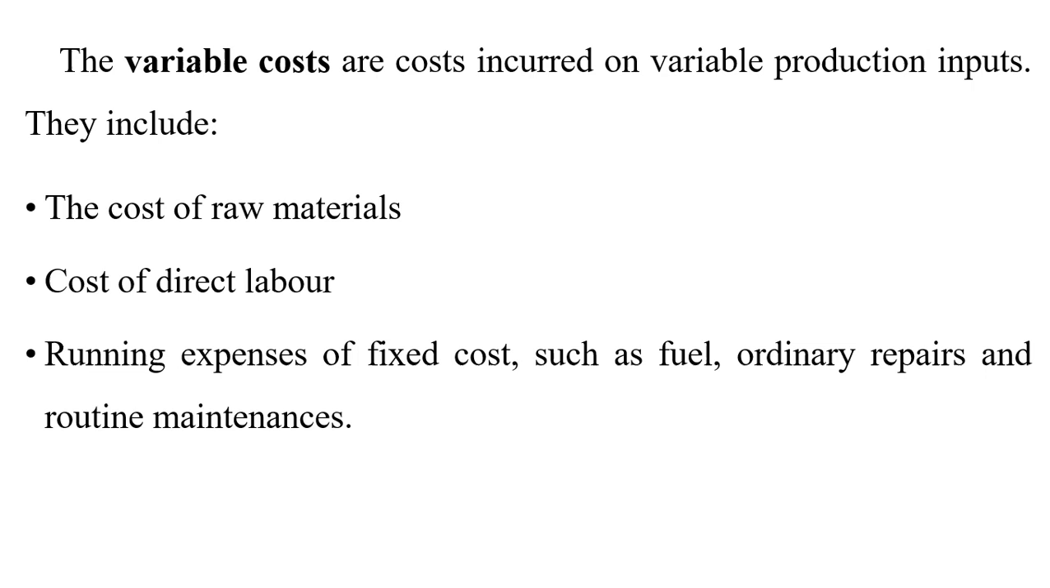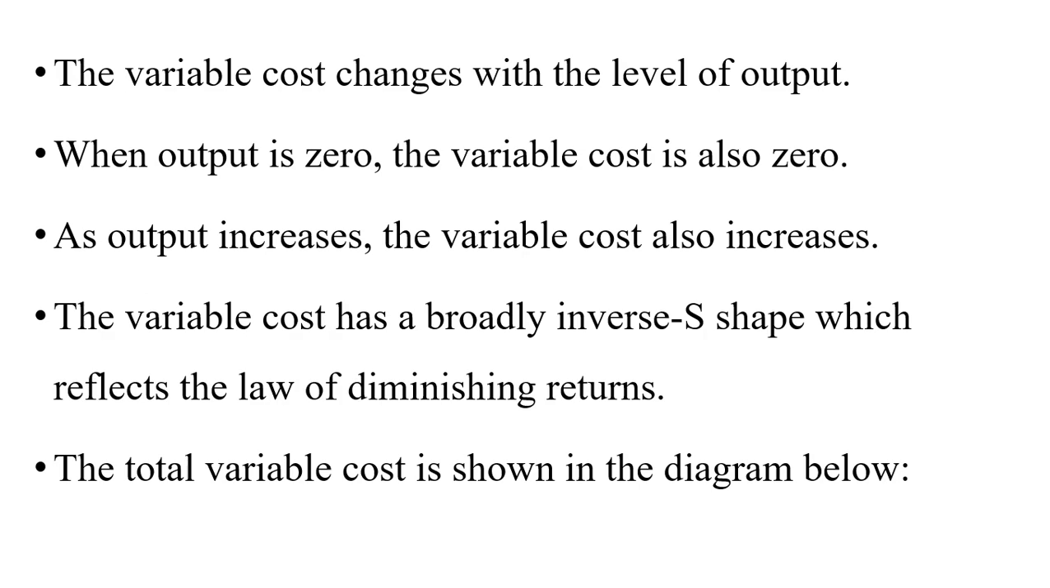So when the firm wants to produce more output, it will employ more people that day. And if it produces less, it will employ fewer people. So the more the output, the more the direct labor, and for that matter, the higher the cost. So you can see that the cost of direct labor varies with the level of output. That is the reason why it is a variable cost. So the variable cost changes with the level of output. When output is zero, the variable cost is also zero. As output increases, the variable cost also increases.